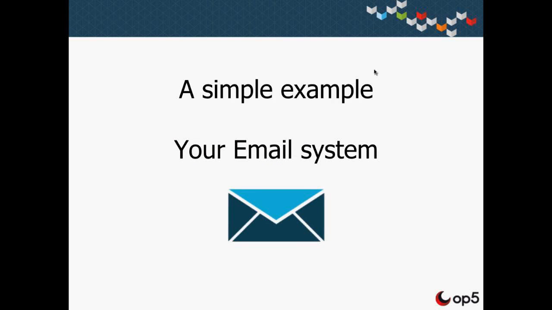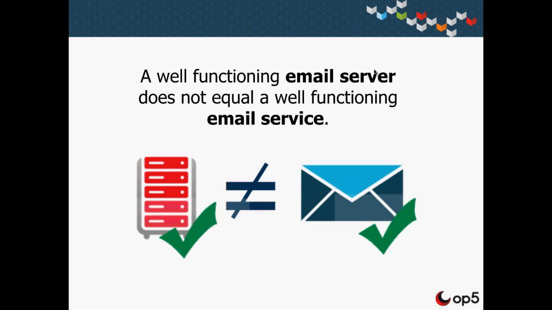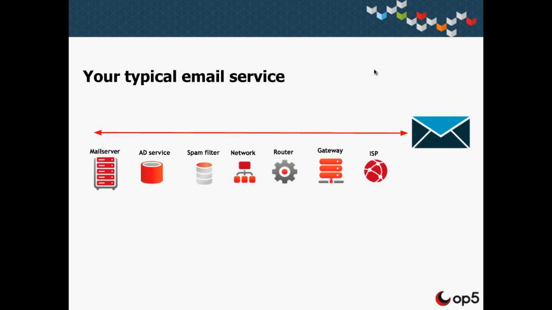So to make a very simple example, let's talk about an email system. Of course, you can monitor your Exchange server, and that will tell you that your Exchange server is working. It does not tell you that your email service is working. Obviously this is usually a lot more complicated, but just so you understand the concept, we have mail servers, we have an AD, spam filters, network routers, gateways, the ISP, whatever. All of these need to work together for us to understand that our email service is actually fully functional.